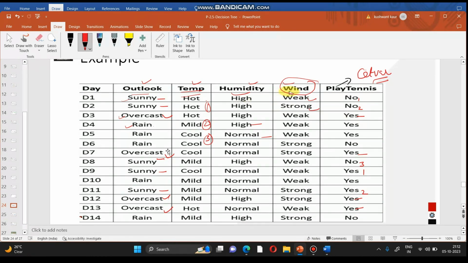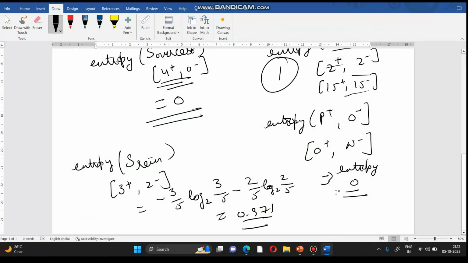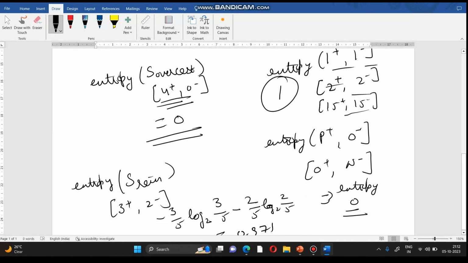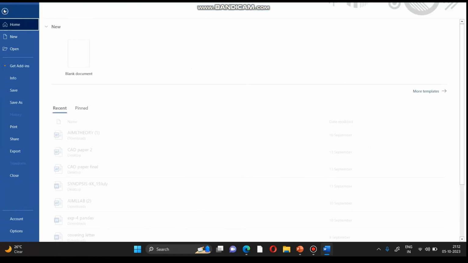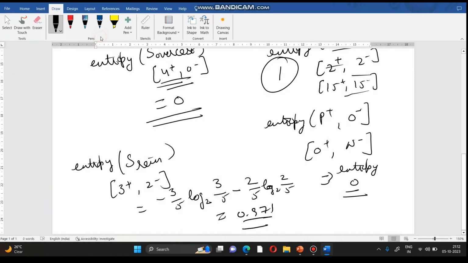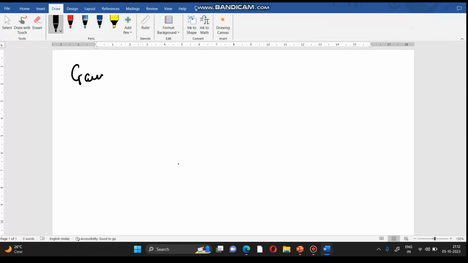So in the outlook we had 3 values: sunny, overcast and rain, and we have calculated the entropy for sunny, overcast and rain. Now we will calculate the information gain. Fine. To calculate the information gain, we are calculating the gain for S comma outlook.